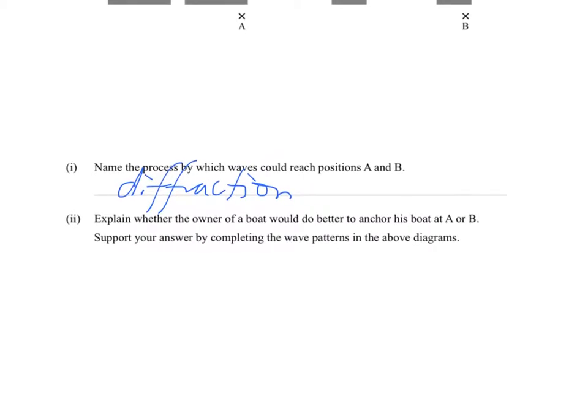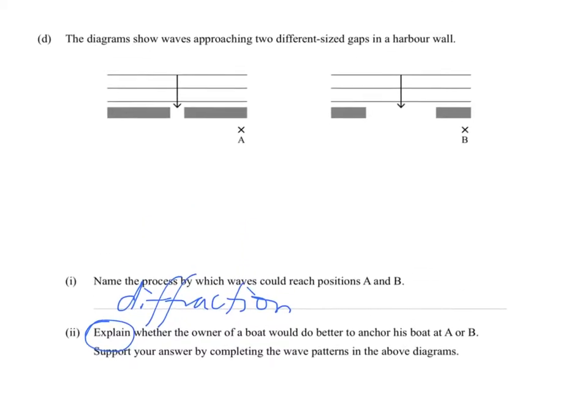Part 2, explain whether the owner of a boat, this is an explain question, so you're not just giving a simple answer, whether the owner of the boat would do better to anchor his boat at A or at B. Support your answer by completing the wave patterns in the diagrams. Okay, let's see, just adjusting my position.